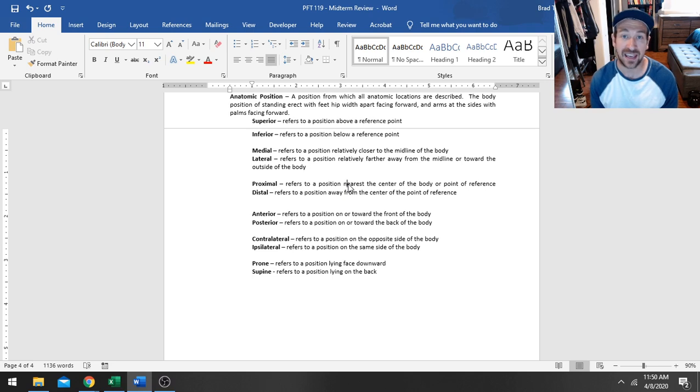Then we've also got anterior and posterior. Anterior is going to be on the front of the body. Posterior is going to be on the back of the body. Your face is anterior and your booty is posterior. We've also got contralateral and ipsilateral. Contralateral is going to be referring to anything that's on the opposite side of the body. It contradicts, right? And then ipsilateral is anything that's on the same side of the body. So my right hand is contralateral to my left hand, but my right hand is ipsilateral to my right foot.